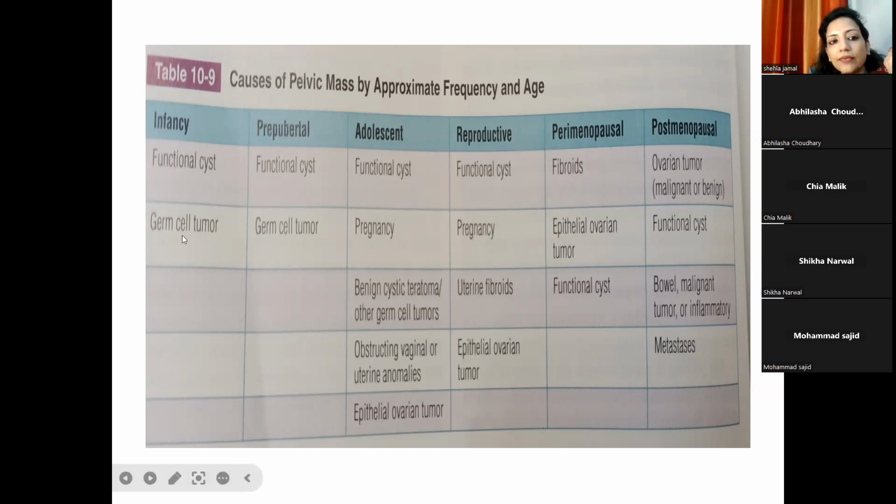And in infancy, if we find a malignant ovarian tumor, it is more likely to be a germ cell tumor, both in infancy and pubertal stages. After that, epithelial ovarian tumor in perimenopausal females takes over. So in the adolescent and reproductive age groups, epithelial ovarian tumors are the last to be considered, or appear in lower frequency compared to benign and functional cysts. And obviously, for a mass, pregnancy becomes the first differential in the adolescent and reproductive age groups.